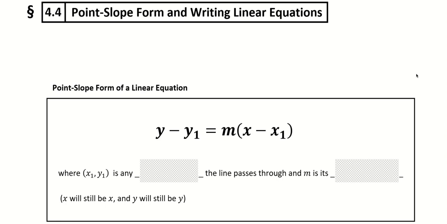Section 4.4 is called point-slope form and writing linear equations. Of course, the writing linear equations is going to involve using point-slope form. So what is point-slope form? Well, it's just another form that linear equations can be in, just like an equation can be called standard form. That was the last section.